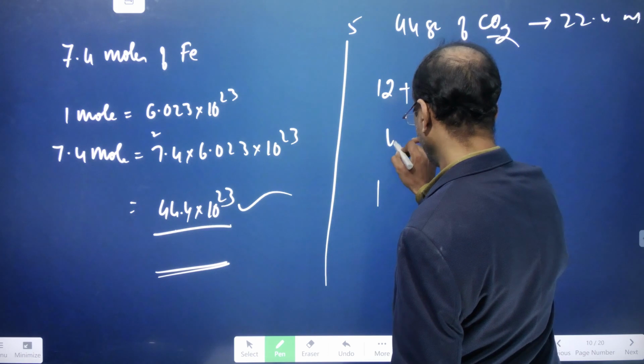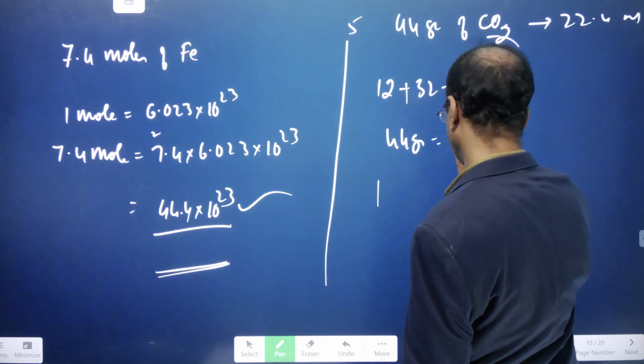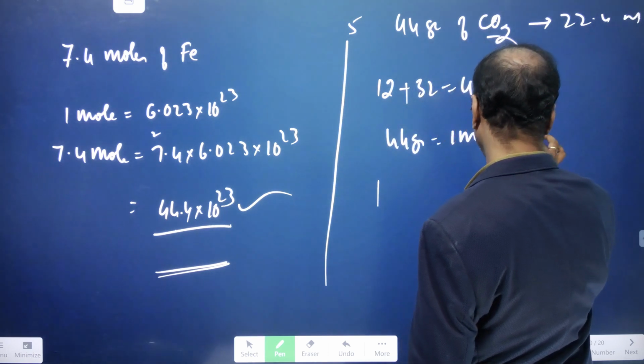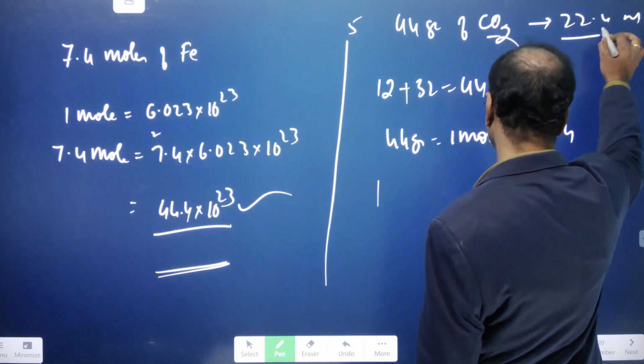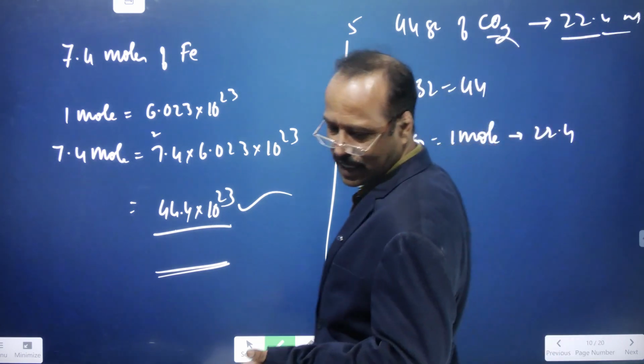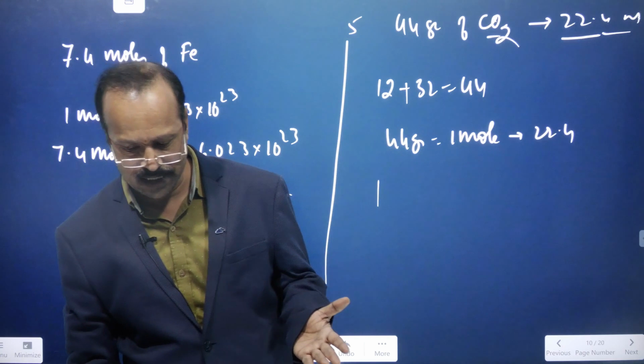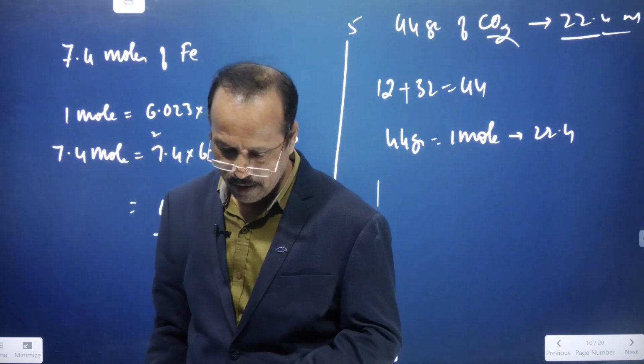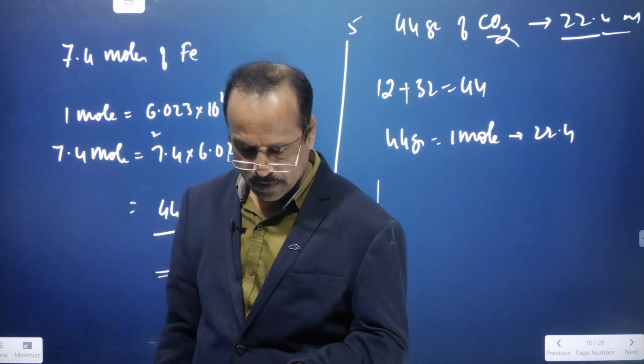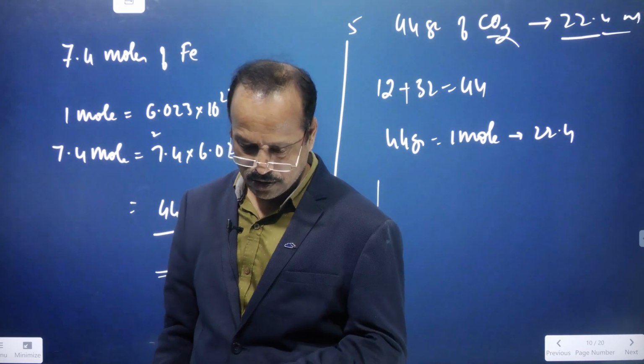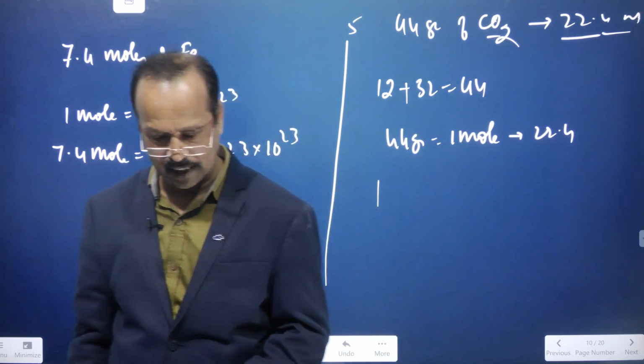So 44 grams is nothing but 1 mole. So 1 mole of any gas occupies 22.4 liters. Both are given, only they are asking the condition. The condition is 0 degrees Celsius and 1 atmosphere pressure. So the second and third option is the right answer.